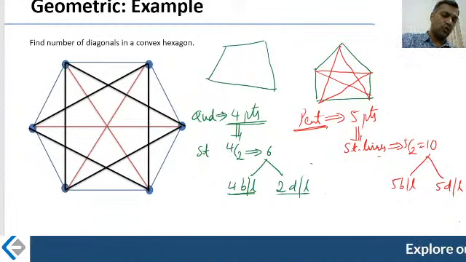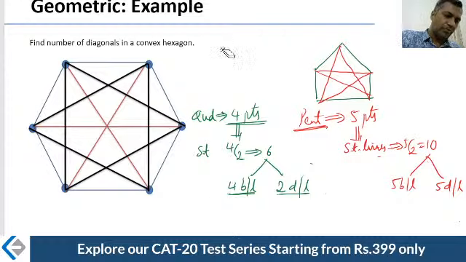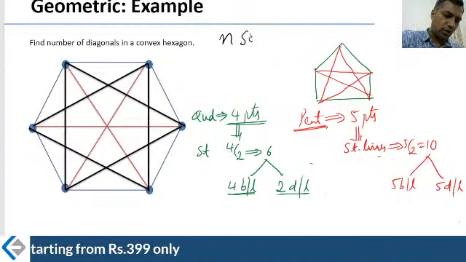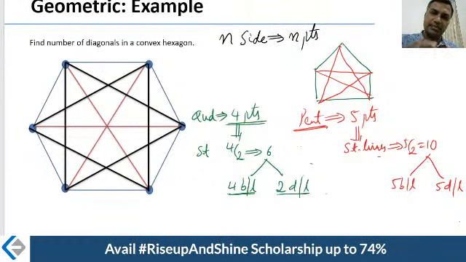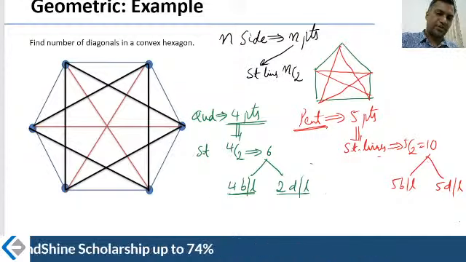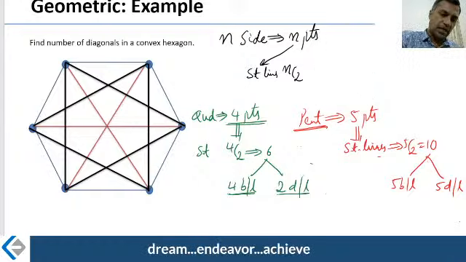So how do I go about this? What we are trying to say is, if there is an n-sided polygon, n sides implies n points. Given n points, how many straight lines can be formed? The number of straight lines is nC2. If the number of straight lines is nC2, how many boundary lines will be there? I will subtract the boundary lines. The number of boundary lines is going to be n.